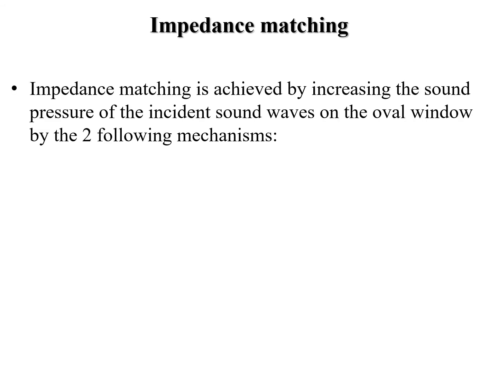Impedance matching. What is it? It is the process by which the acoustic impedance between the air and the fluid is circumvented so that the loss of incident sound energy is not that much. What is the basic mechanism by which the human ear achieves it? The basic mechanism is by increasing the sound pressure of the incident sound waves on the oval window. How does it do so? It does so by two basic mechanisms.